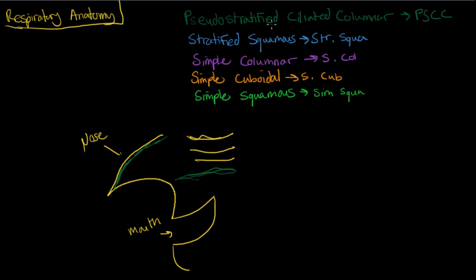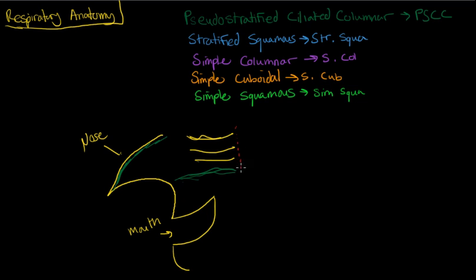So why pseudostratified ciliated columnar? The key part here is the ciliated portion, and that's because the amount of mucus in your nasal cavity needs to keep flowing somewhere so it doesn't build up. And so that ciliated portion is going to help keep the flow of mucus down into your throat, or your pharynx.